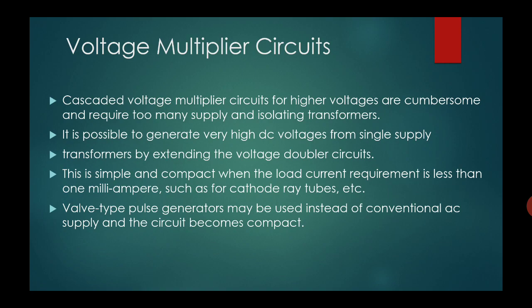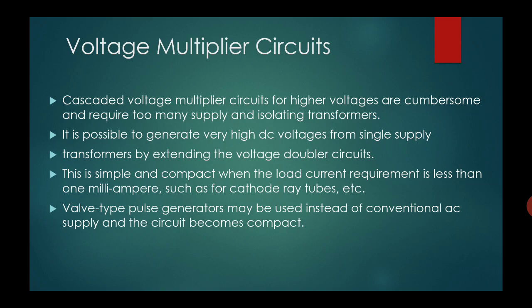Now we will come to another topic called the voltage multiplier circuit. In the voltage multiplier circuit, cascaded voltage multiplier circuits for higher voltages are cumbersome and require too many supply and isolating transformers. Here it is possible to generate a very high DC voltage from supply transformers by extending the voltage doubler circuit. This is simple and compact when the load current requirement is less than 1 milliampere, such as for cathode ray tubes.